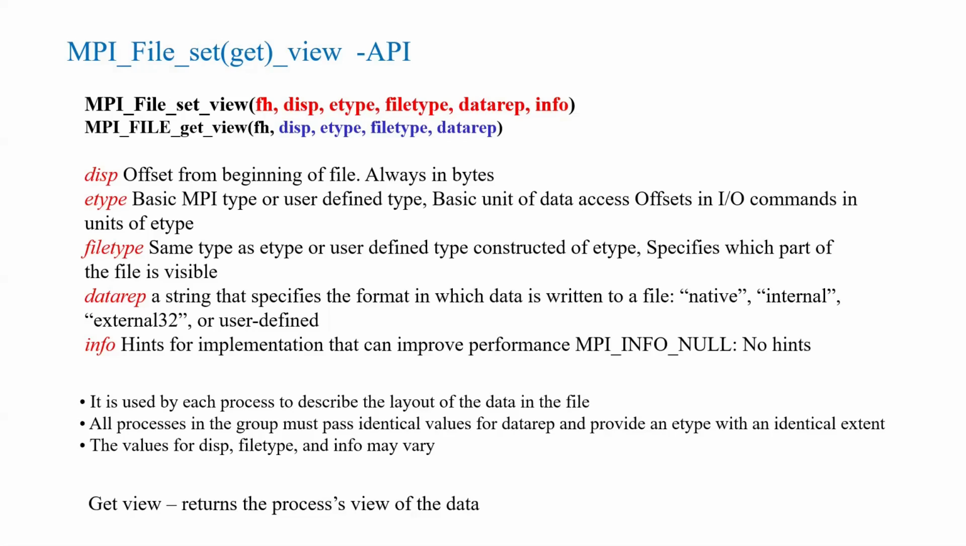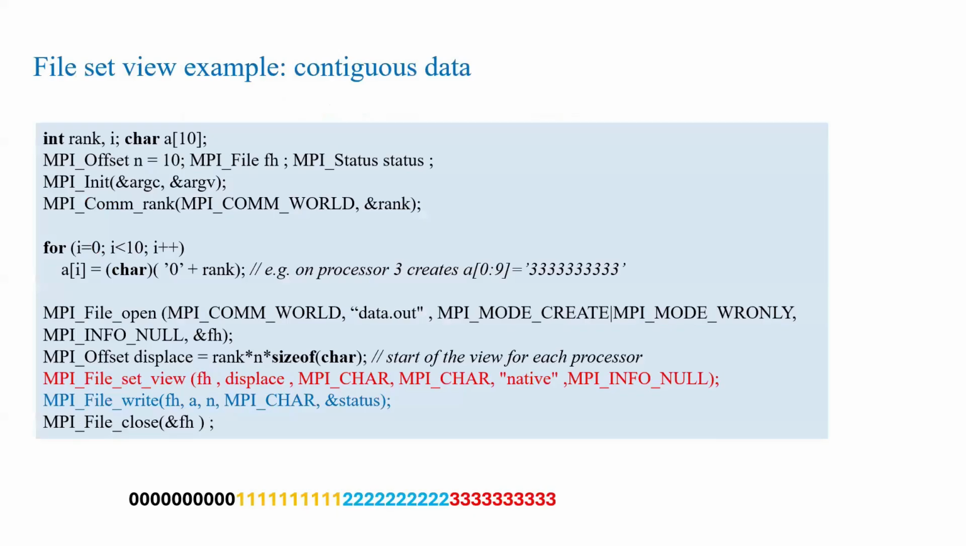Okay. So this is the set file view, and set it correctly, or you can use your self-defined file types, and then you can pretty much do whatever you'd like to do. And in addition to set view, when you open a file, you can actually get the view, to see what type the process uses.